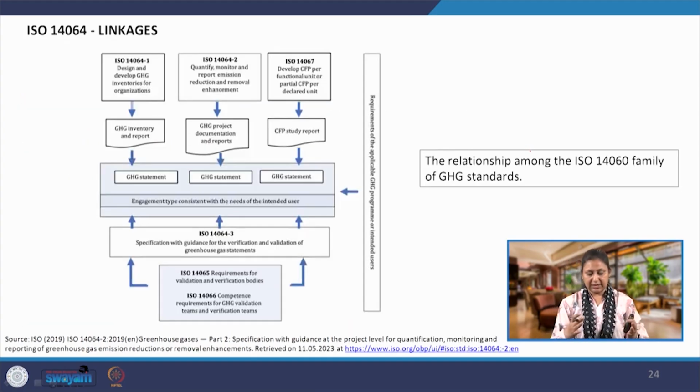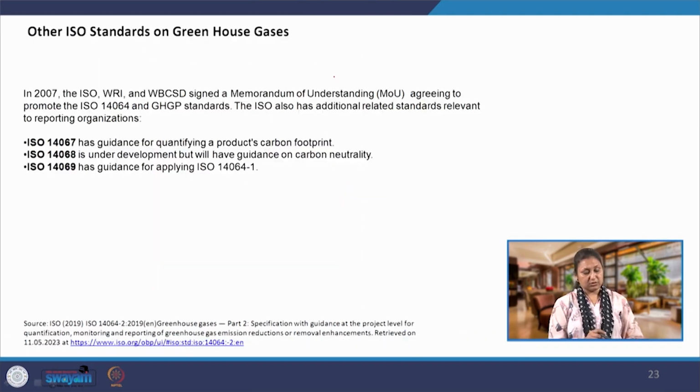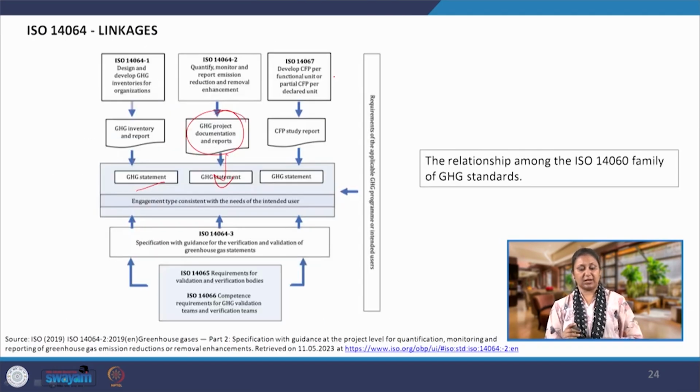Now, all these are linked. If we look at 14064, it helps in preparing the GHG inventory and the report, and it will lead us to a GHG statement. If we look at 14064 part 2, which helps in documenting GHG projects and reports, it will again give us a GHG statement. If we look at 14067, which we just looked at, helping quantify the product's carbon footprint, there also we will come to a GHG statement.